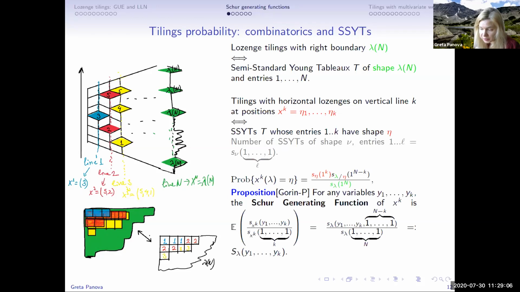form what is called the Schur generating function, which is similar to the moment generating function, except that we replace the monomials in the moment generating functions by these normalized Schur functions, which are also some sort of polynomials. And as we were talking about last time, the Schur functions form a basis. So it's equally good representation in some sense. We can still extract some probability from here.